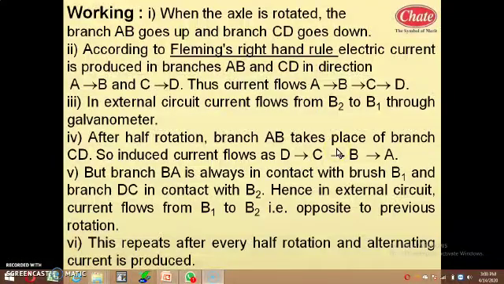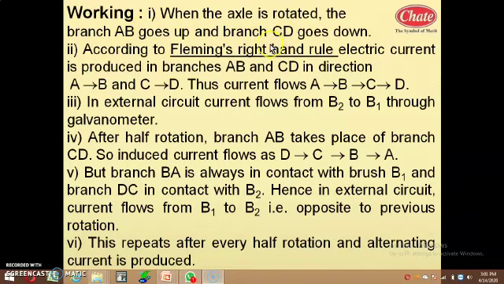Let us study the working of electric generator AC. So what is the first point? When the axle is rotated, the branch AB goes up and branch CD goes down. Here we are rotating the axle by an external machine, so that the rectangular coil starts rotating in clockwise direction. As shown in the diagram, AB goes up and CD goes down.